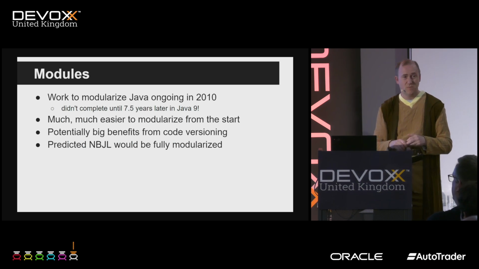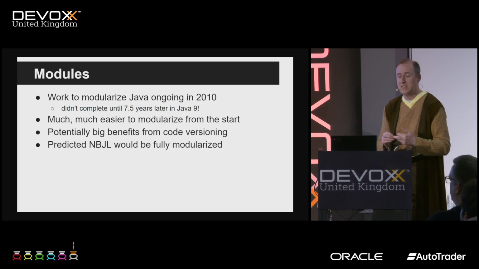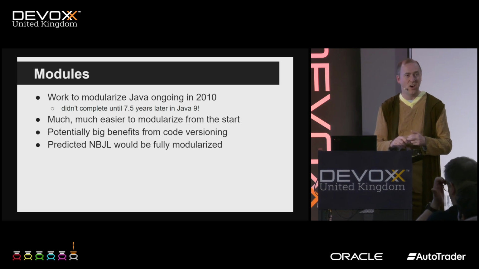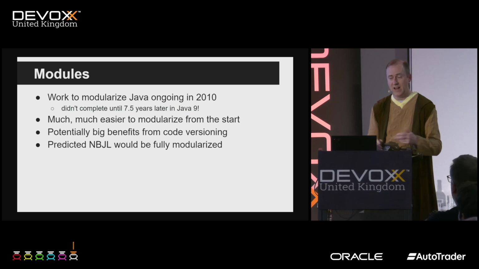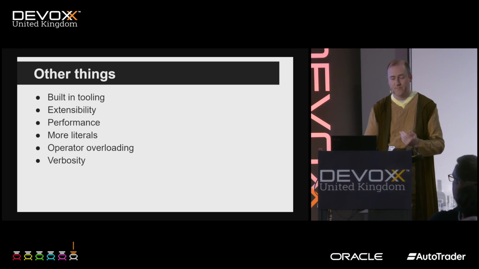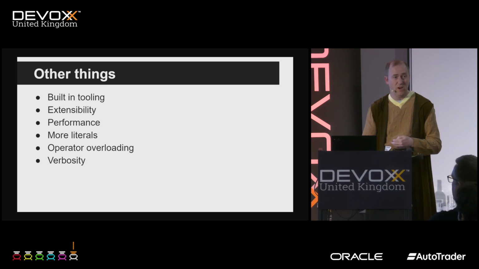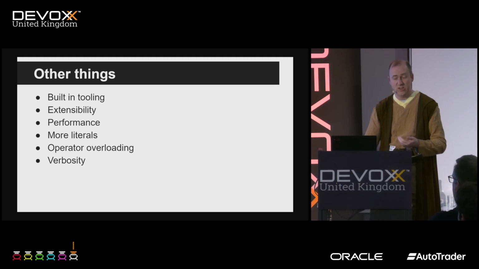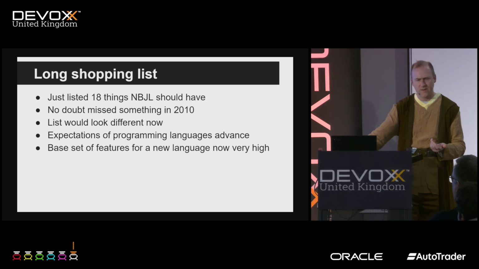Modules. Java had been talking about having modules for years and years and years. It didn't actually finish until 7.5 years after 2010. It took a very long time to do. The reality is that modularizing from the start is a huge benefit. Lots of other things that you could do in a language. It'd be nice if the language included its own tooling. It'd be nice if it had more literals. So this was a long shopping list of stuff I was putting out there.